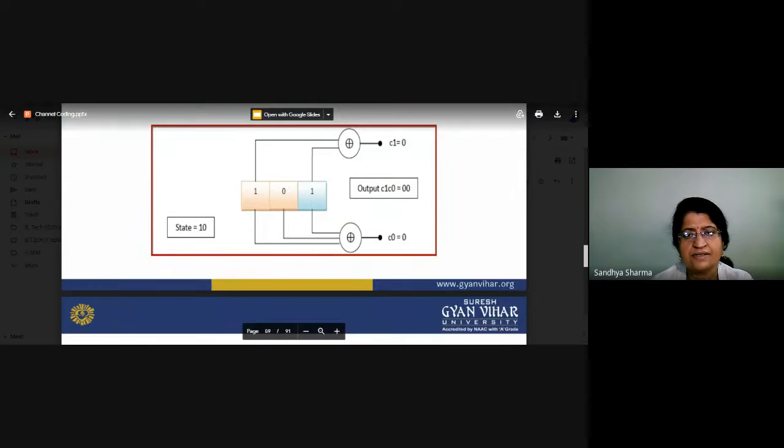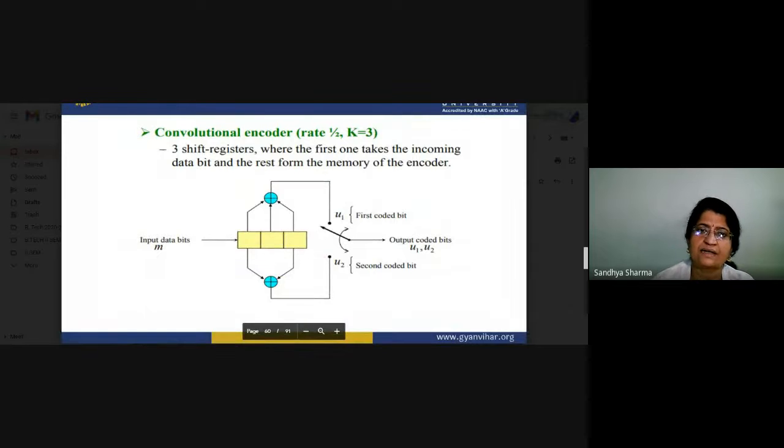Now we will see a second convolution encoder. You can also design it in this way. Input data bits, that is M. So that is a standard code rate of 1 by 2. Basically there are 2 outputs at a time, and 1 bit will be shifted, so there will be 1 by 2. And capital K is equal to 3. Why? Because there are 3 flip flops or 3 shift registers.